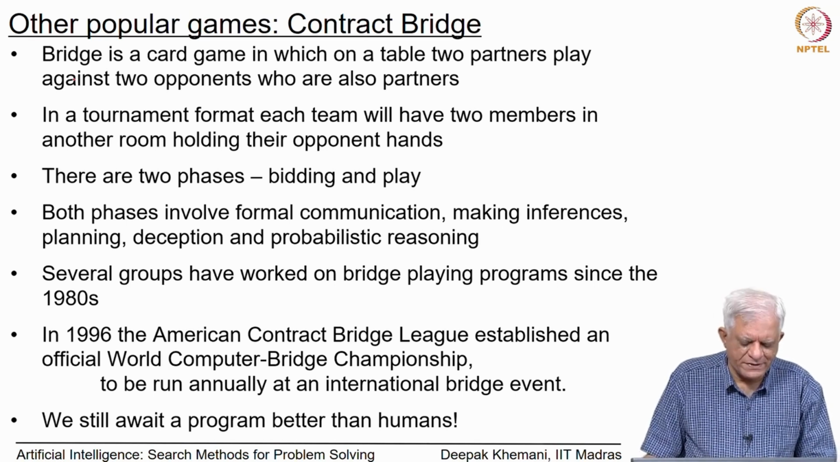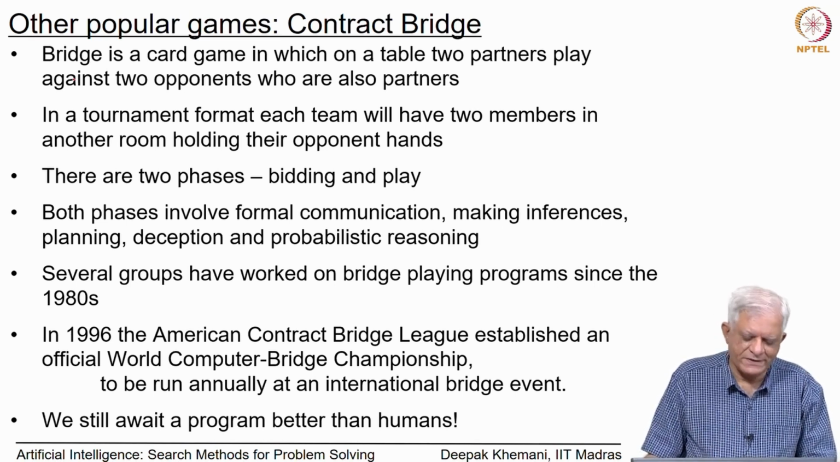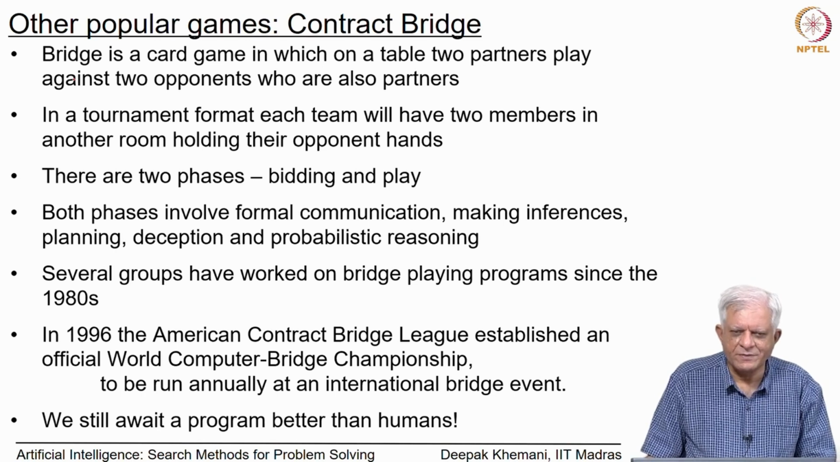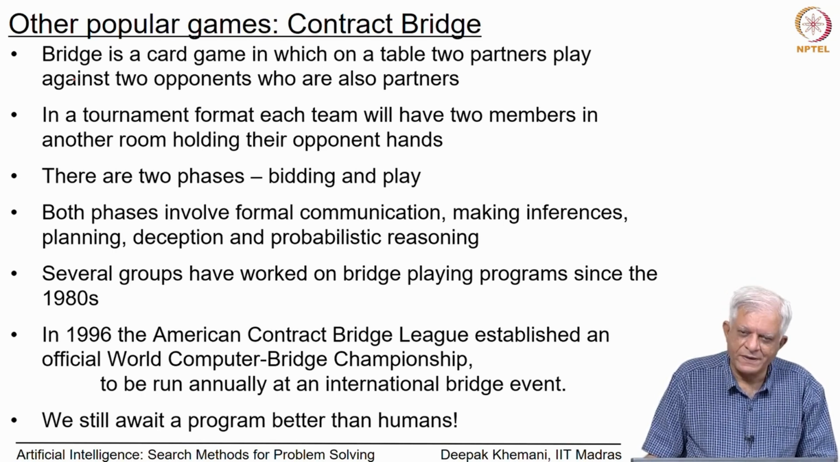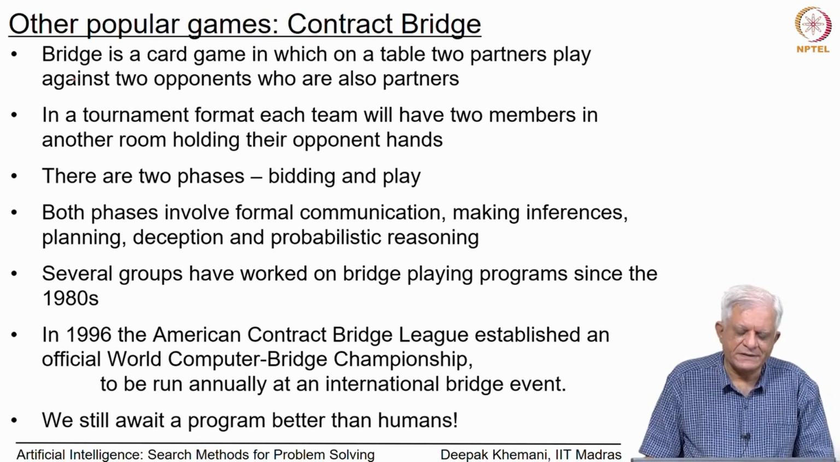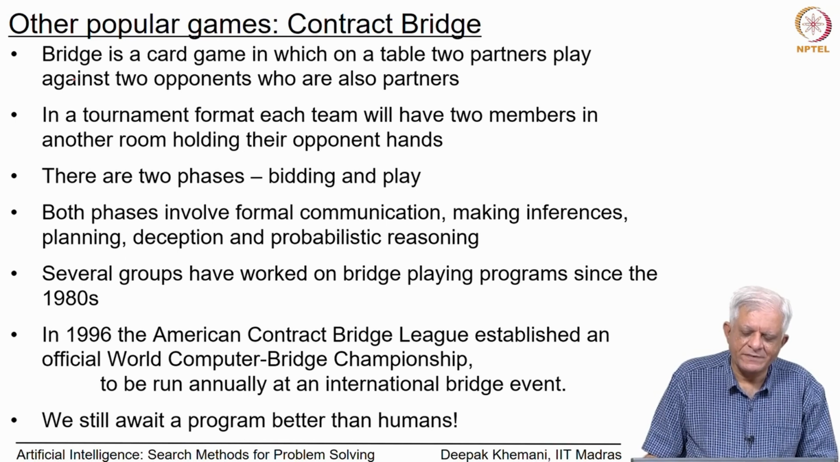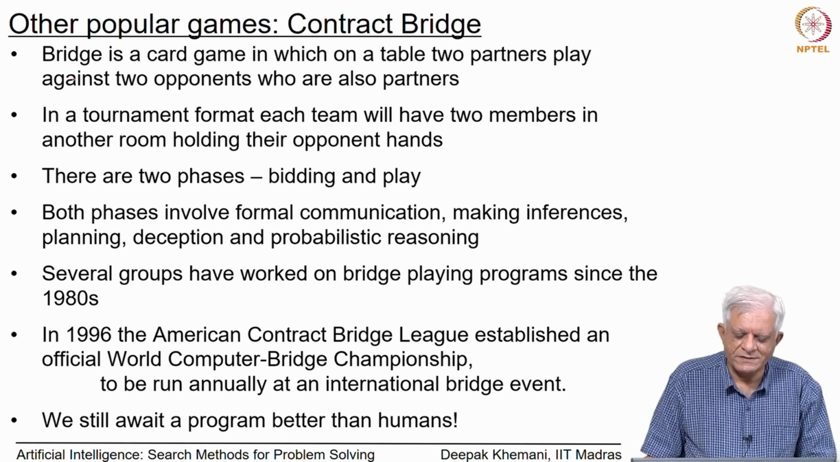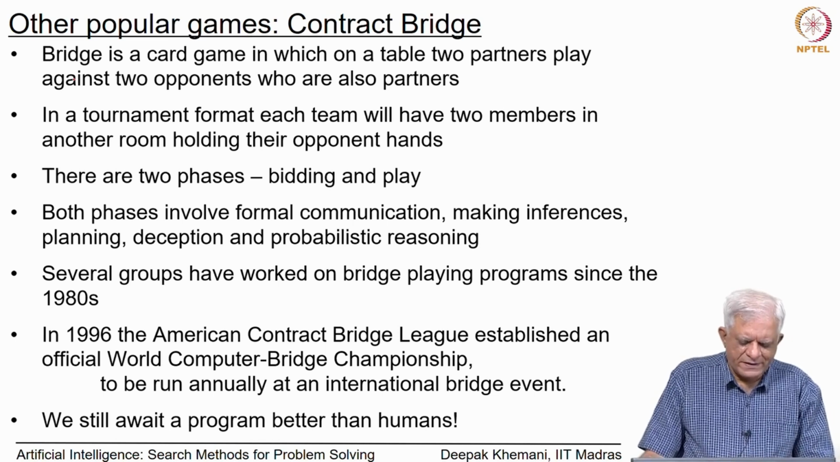Now, several groups have worked on the game of bridge since the 1980s, and we have many programs which are doing fairly well, but it is a game which is still a challenge for computer scientists, because we still do not have programs which can beat human beings, and it is something that many people are working on.